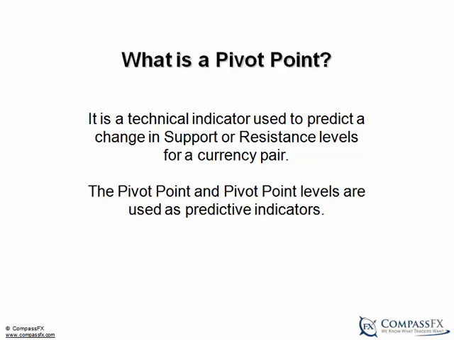A pivot point is a technical indicator used to predict a change in support or resistance for a currency pair, but it goes much more beyond that. Pivot points are used in all forms of trading, whether you're trading stocks or currency pairs or futures or commodities. A pivot point literally goes back years ago when traders were trading in the pits, yelling back and forth, buying and selling going on.